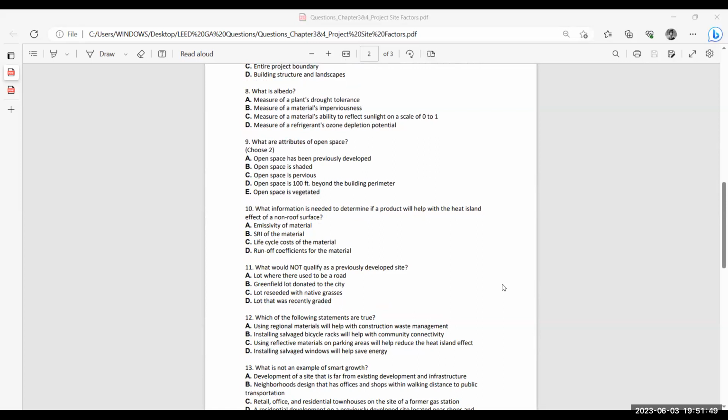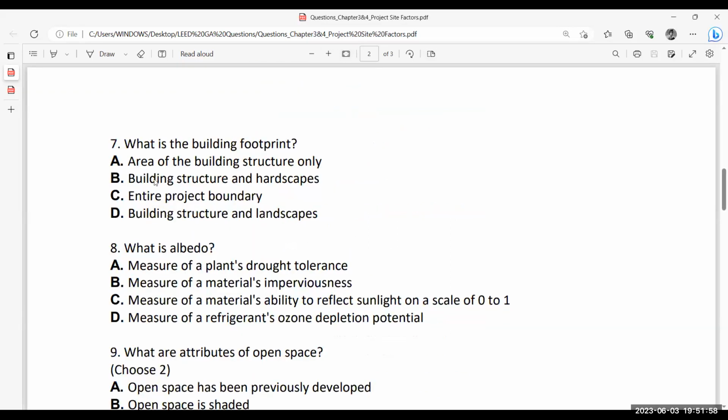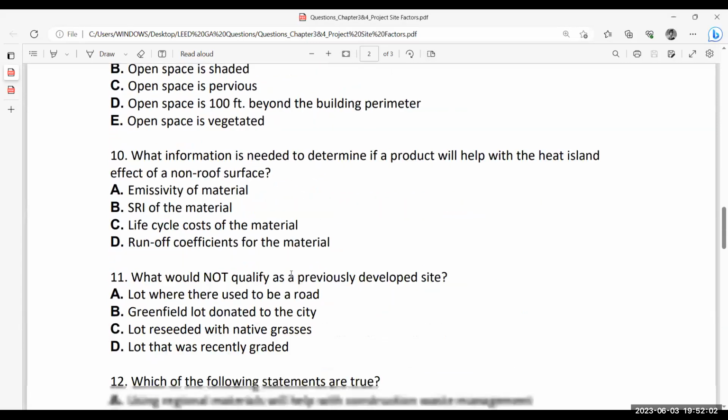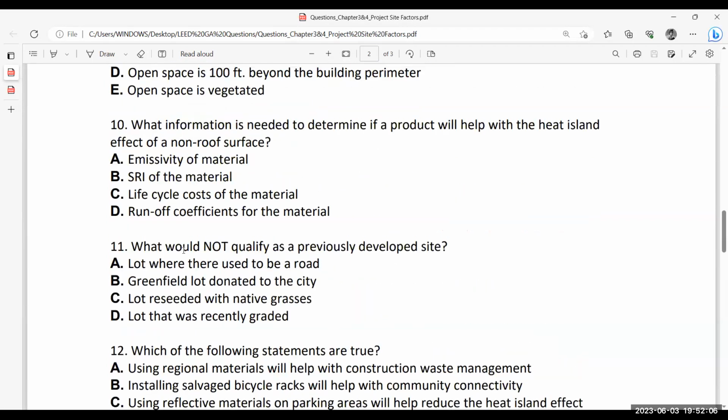All right. So we were on question number 11. We've finished question 10. You're right. So what would not qualify as a previously developed site? A, a lot where there used to be a road; B, a greenfield lot donated to the city; C, a lot reseeded with native grasses; and D, a lot that was recently graded.